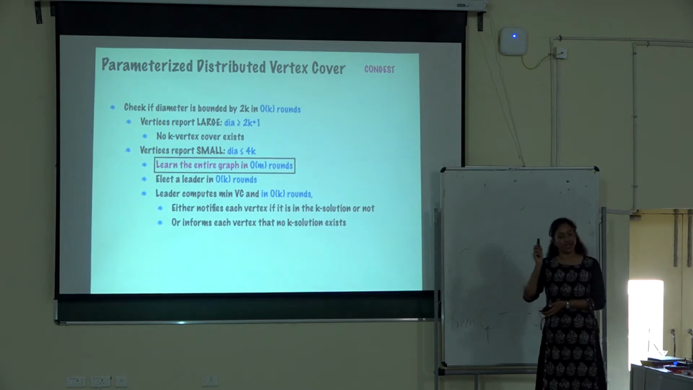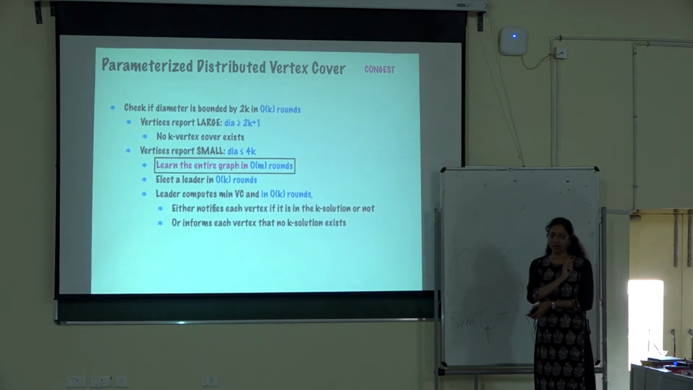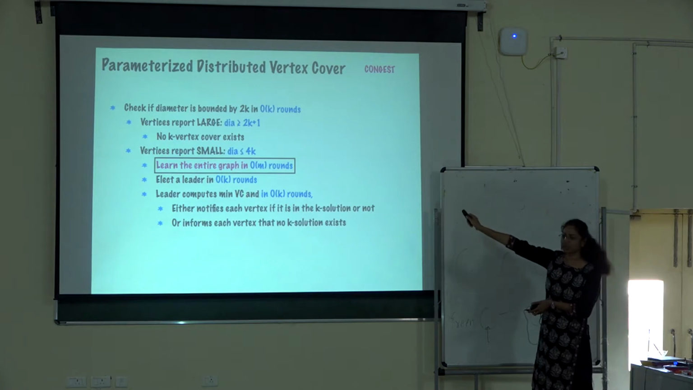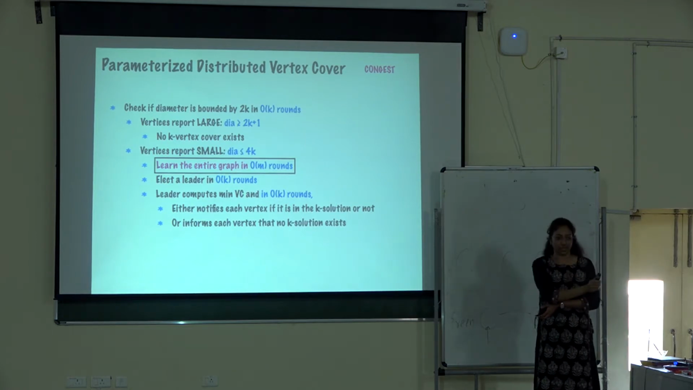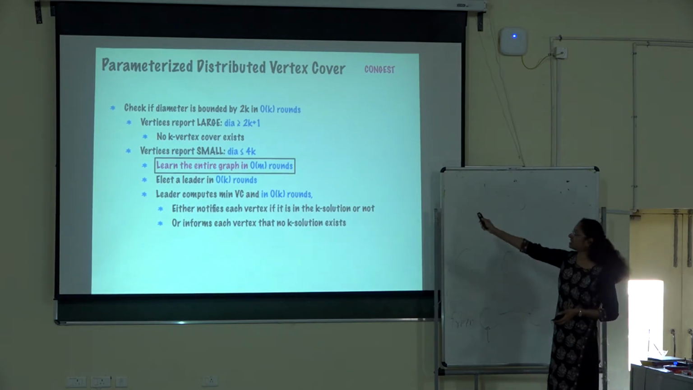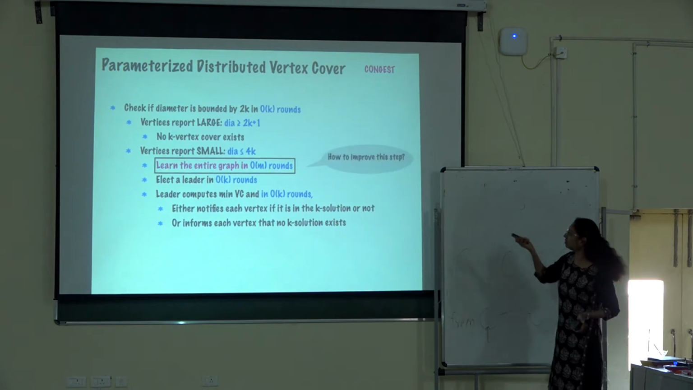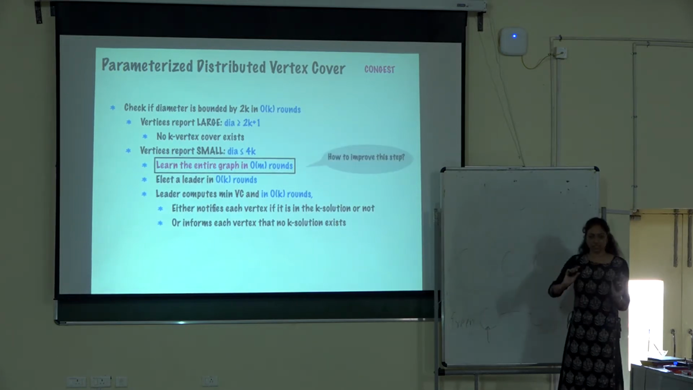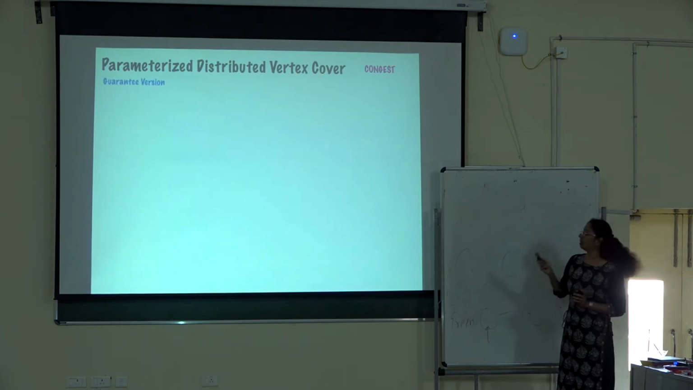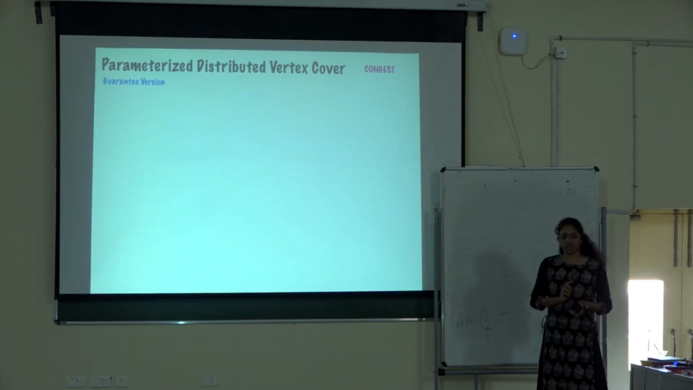In the congest model, it takes m rounds. In the local model, it only took diameter rounds. So if the diameter was 4k, that step was also only 4k. But in the congest model, that step is m. This is the problem. So how do we improve this step? This is the focus of the congest part. So now let's first focus on a guarantee version.